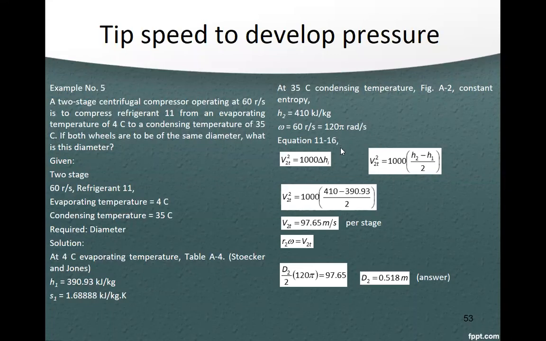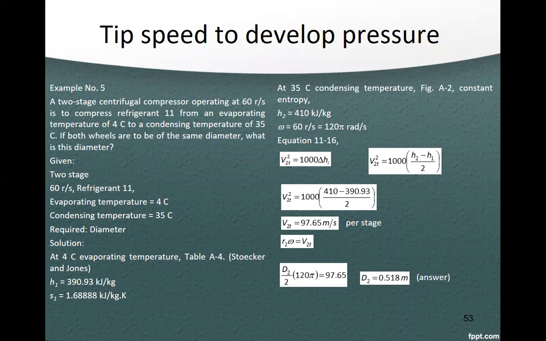So equation 11 and 16, P sub 2T squared is equal to 1000 times delta H. Then P sub 2T squared is equal to 1000 times H2 minus H1 over 2. Bakit? Two stage ito eh. Kaya natin yung diameter ng dalawang wheel mo per stage. So, kunin mo yung delta H mo, o H2 minus H1 mo sa 2.